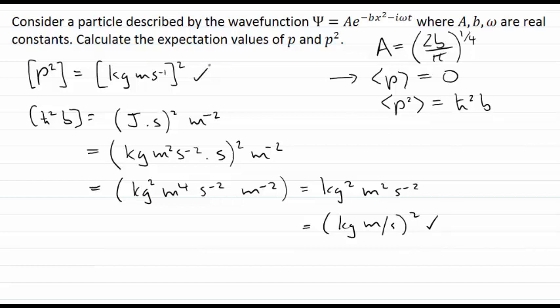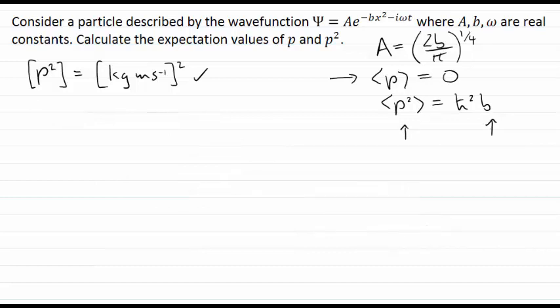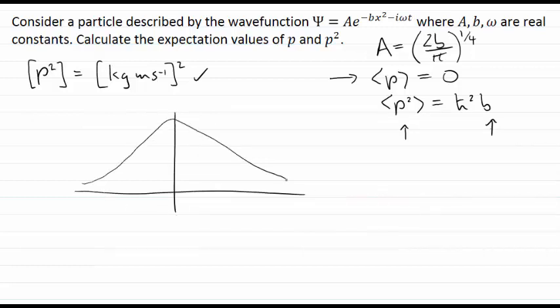The last thing to think about is the behavior. As this value b in our wave function gets larger, then our expectation value of p squared would get larger. And you might recall from the previous PhysCast that we said this kind of Gaussian shape here, the width of this goes inversely with this value b. So if b gets very, very large, we're getting to be a very, very narrow Gaussian distribution, and that means it's going to be far more particle-like.